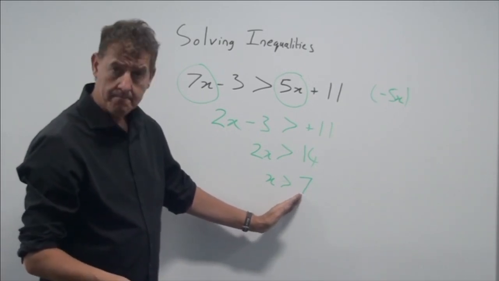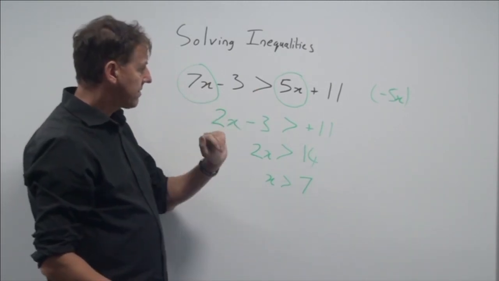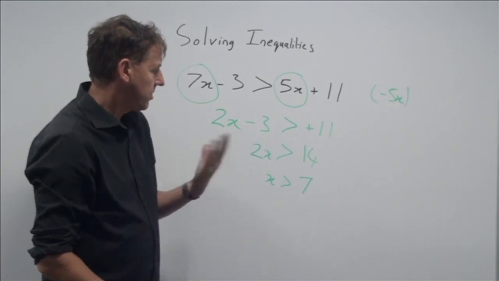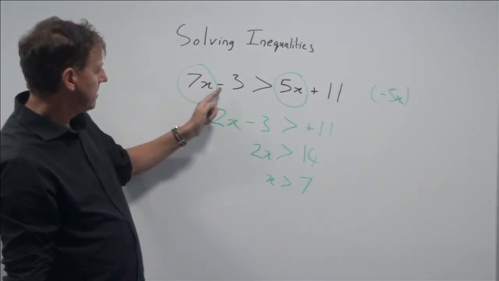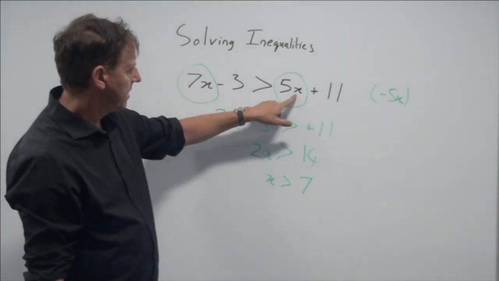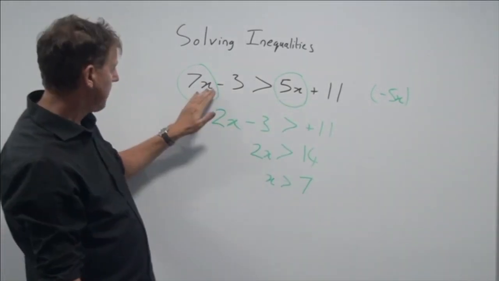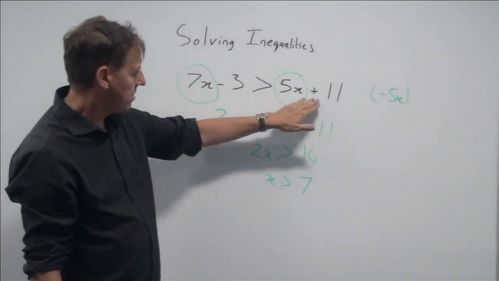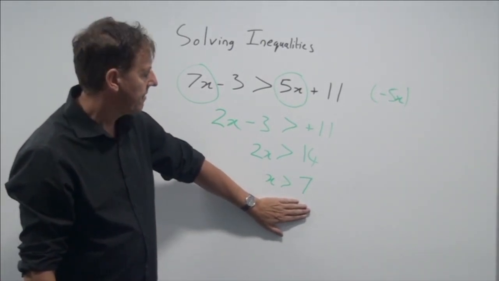You can check you're right by putting a number greater than 7 to see if the left-hand side is in fact greater than the right-hand side. So if I put the number 8 in, 8 sevens, 56, take away 3 is 53. 5 times 8 is 40, plus 11 is 51. 53 is greater than 51, so I know x has to be greater than 7.